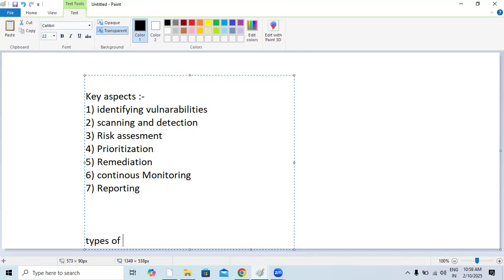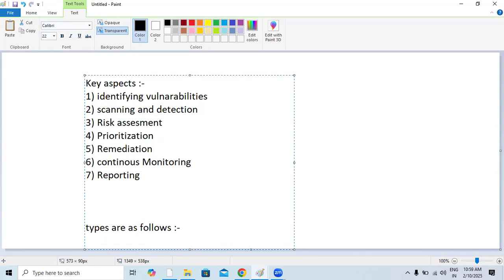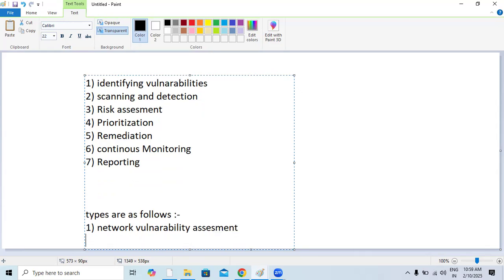The types are as follows. The first one is network vulnerability assessment.